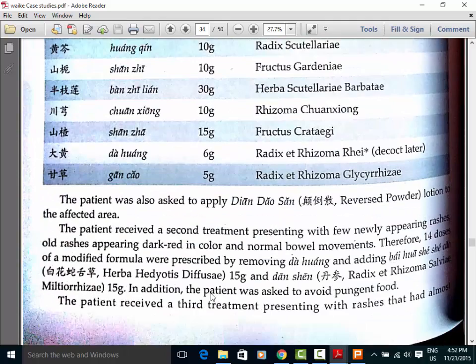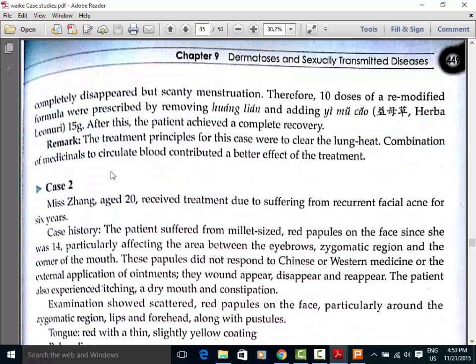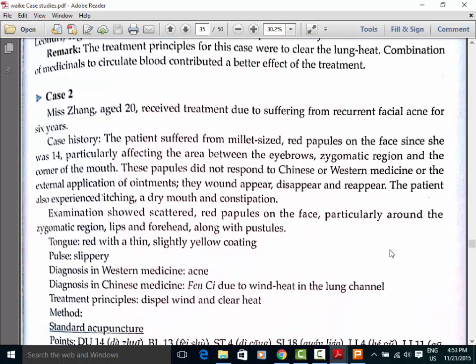Let's do one more, and let's get more confused, of course. Again, millet-sized red papules since age 14. So again, not short-term. The area between the eyebrows and the zygomatic region to the corners of the mouth, not on the forehead. They did not respond to anything. They would appear, disappear, reappear. Also had itching, dry mouth, and constipation.